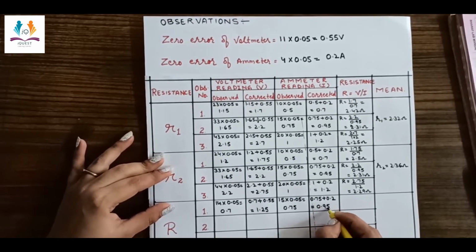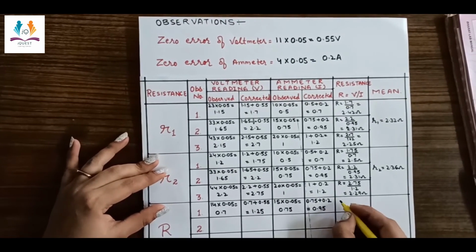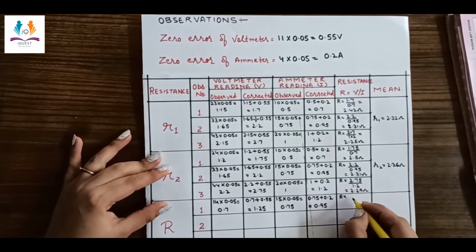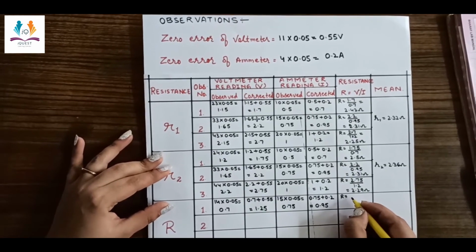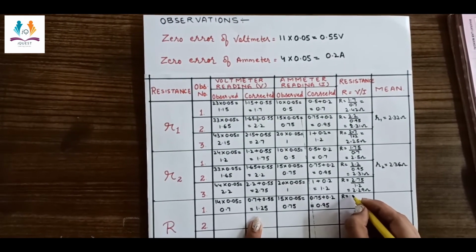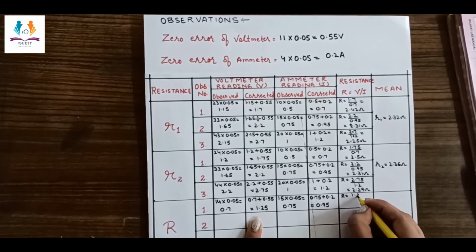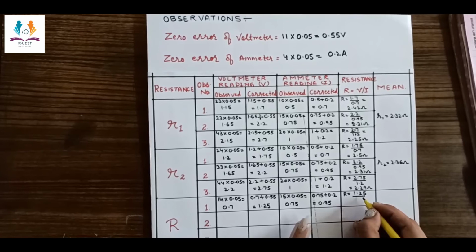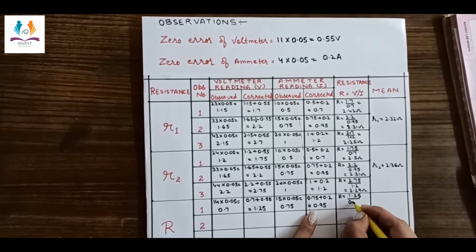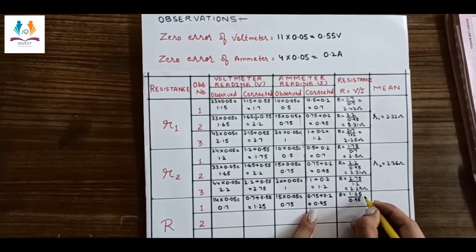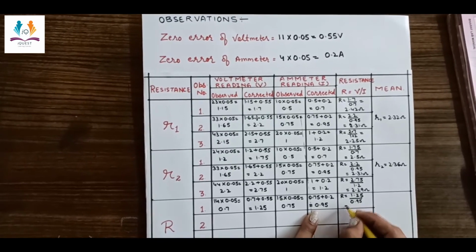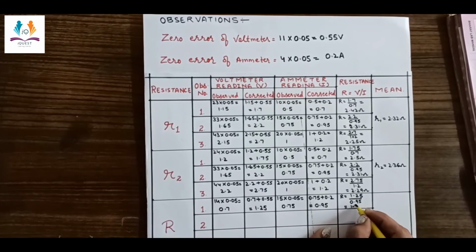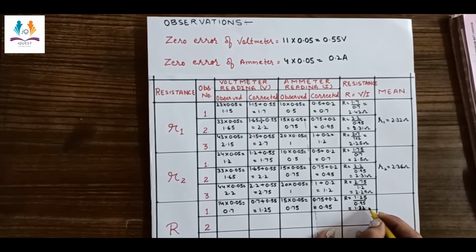0.95 ampere. Now to find out the resistance from these two values, we will again use the formula V upon I. So we will do 1.25, that is the reading of the voltage, divided by 0.95, that is the reading of the current, and it is equal to 1.32 ohms.